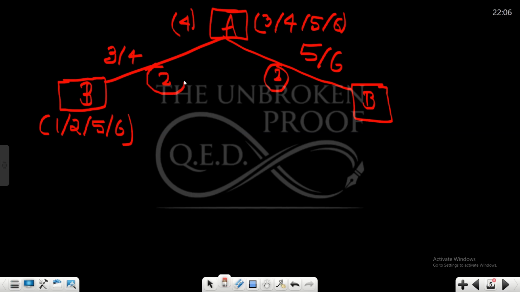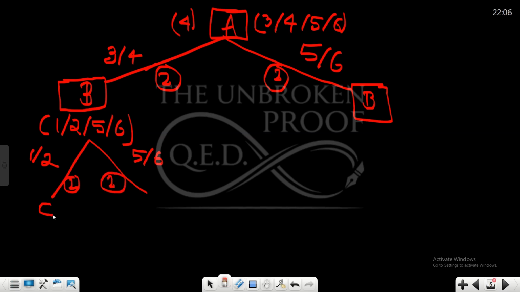So here 2 choices, and here you'll have 4 choices. Here also splitting will happen, where B can be in 1 or 2 or 5 or 6, 1 and 2 and 5 and 6, and here also 2 choices. Okay, and here also 2 choices.